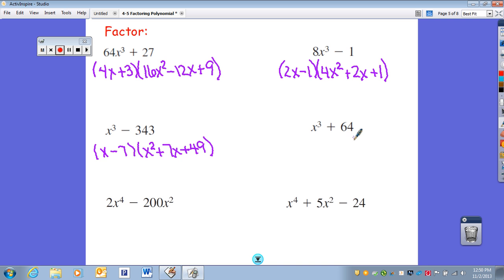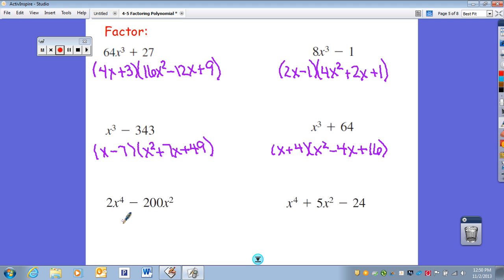In our next example, we have the sum of cubes. So what we're going to do is take the cube root of each. So we have x plus 4. And then our trinomial, when we finish factoring, would be the square of a. So we have x squared minus the product of a and b, which would be 4x, plus the square of b, our last term, which would be 4 times 4, which is 16.